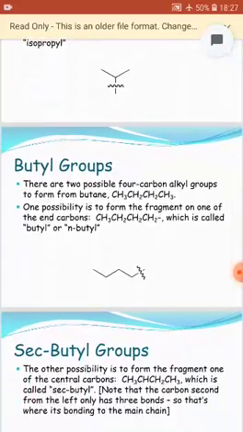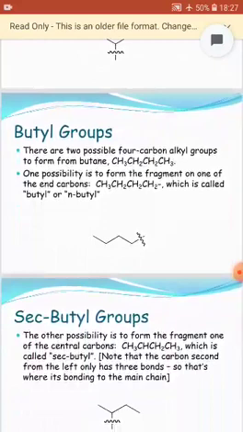Butyl group. There are 2 possible 4-carbon alkyl groups to form from butane, CH3CH2CH2CH3. One possibility is to form the fragment on one of the end carbons, CH3CH2CH2CH2-, which is called butyl or n-butyl.